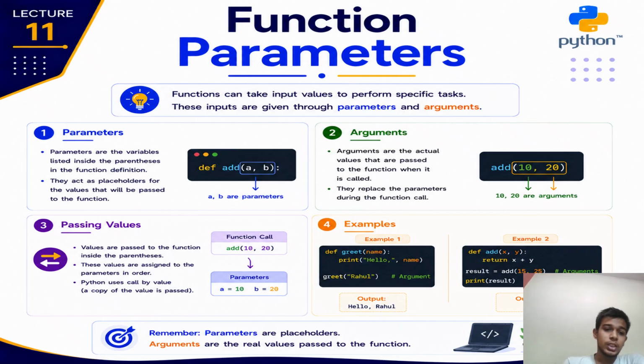Now you can see parameters here. First read this. Parameters are the variables written inside the parentheses when we define a function. For example, you can see here def add(a, b). So here a and b are parameters. You can think of a parameter as an empty box or placeholder. They don't have any value when the function is created. They simply wait for values to be provided.